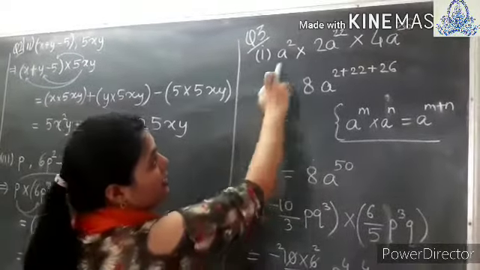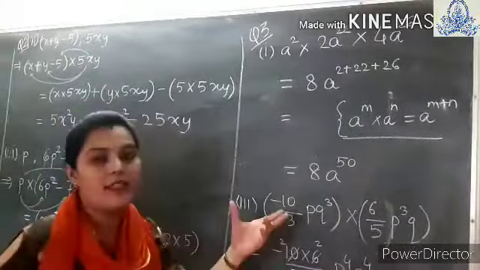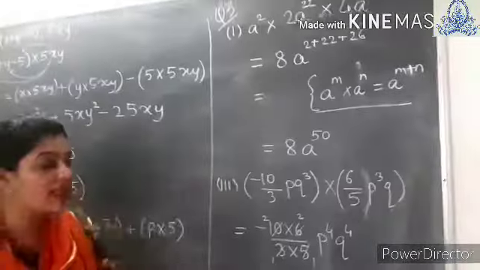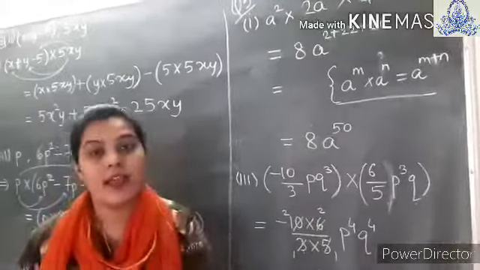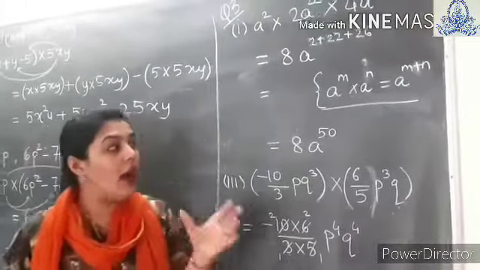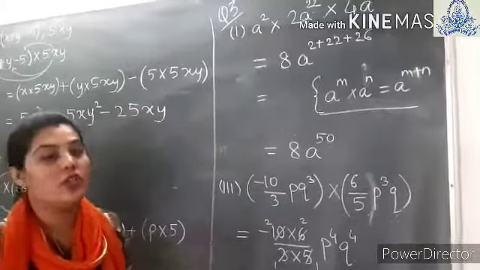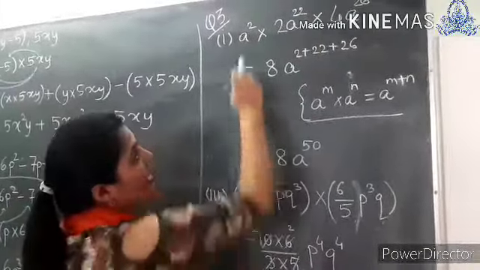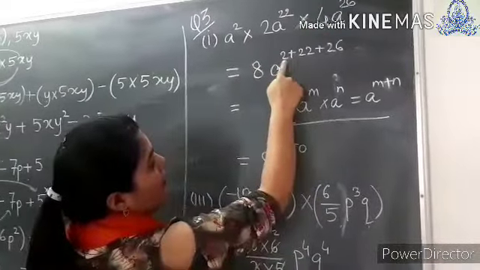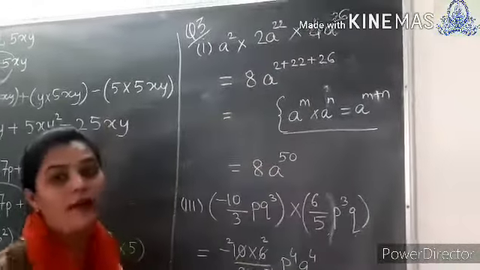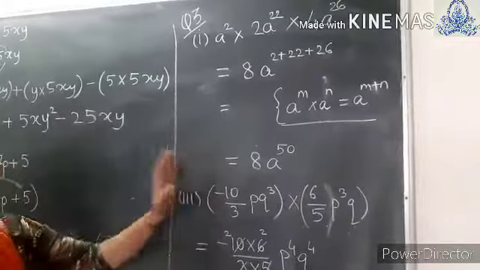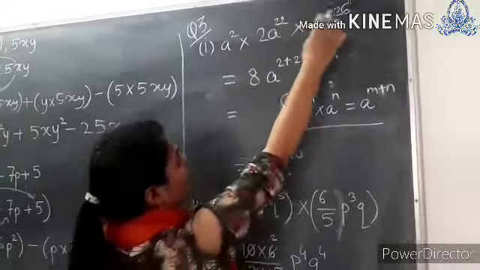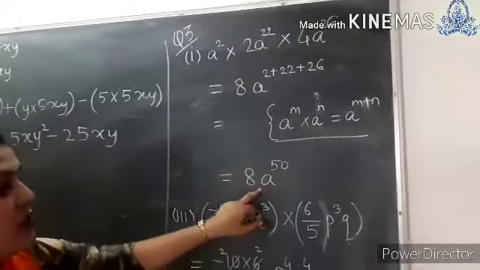Now see here, in standard 7 you must have learned the law of indices. What is the law of indices? When there are the same bases and different powers, there is addition of the powers. You can see here the base is a everywhere and the powers are different, so you will only add the powers, not multiply. 2 plus 22 plus 26 gives you 50.